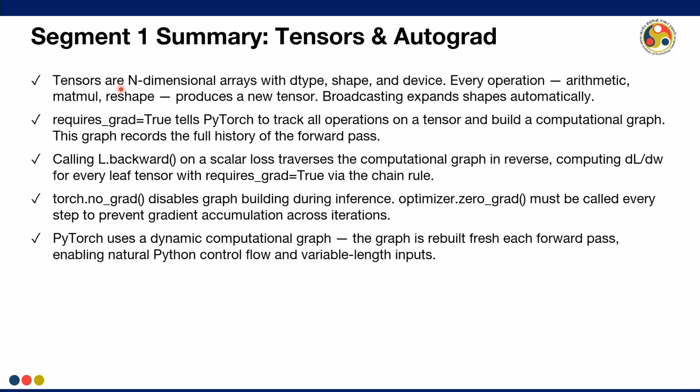So in summary, tensors are n-dimensional arrays. You can have any dimension, any shape, and any device. requires_grad=True: by default it is false. If it is true, it will track the gradients, and if it is false, it will not track. We call the backward function to compute these gradient values, and no_grad will disable the graph building during inference. We do not need gradient computation at that time. However, optimizer.zero_grad() must be called.